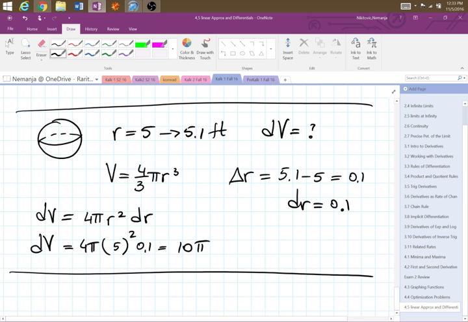How about you have your calculators. Plug in 5.1 here and get a number, and then 5 and get a number. Subtract them. You better be around 10 pi, which is 31.4. So 5.1 cubed times pi times 4 divided by 3. Write that number down.